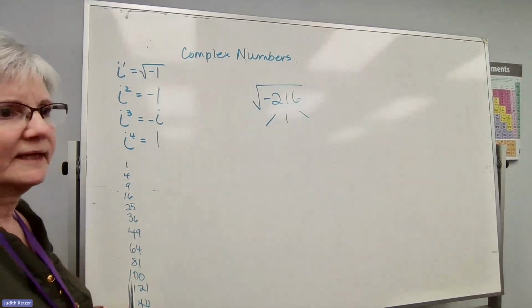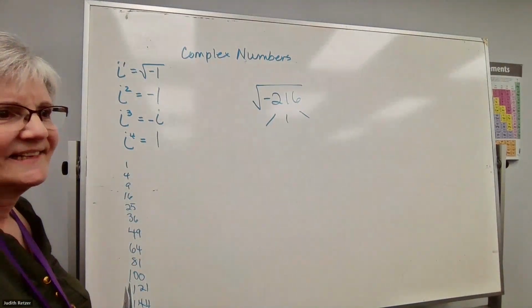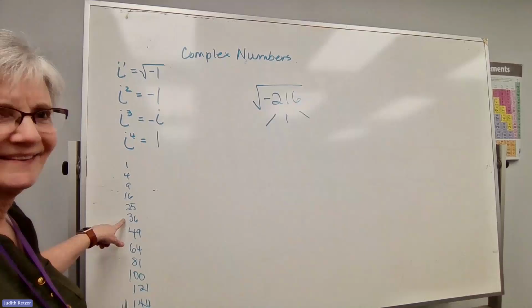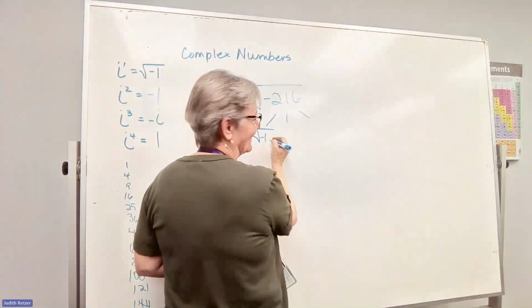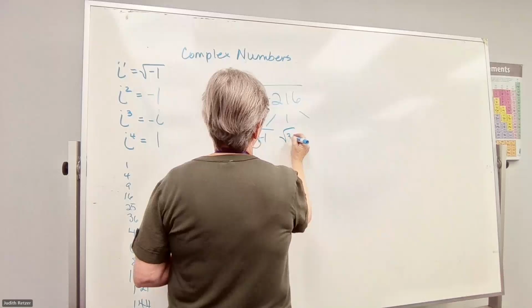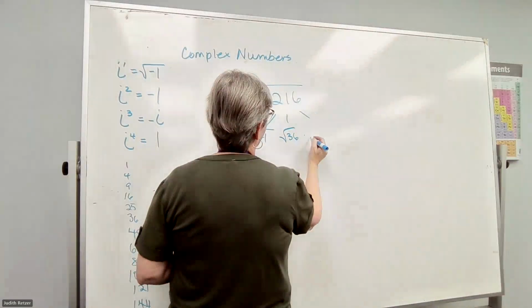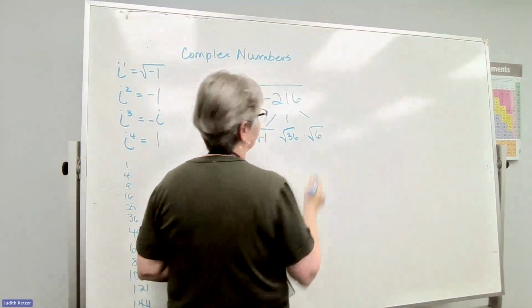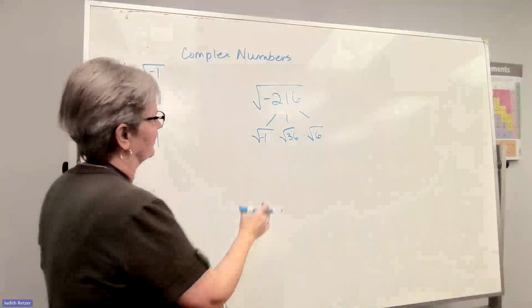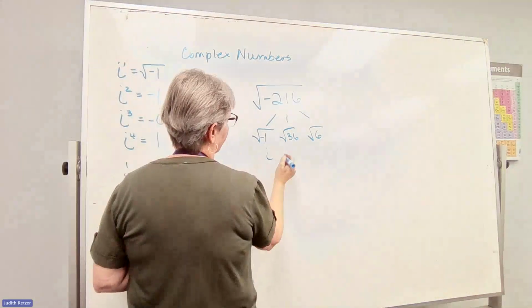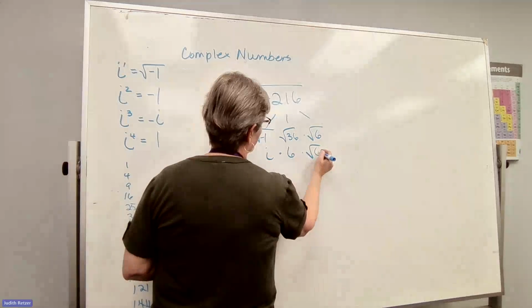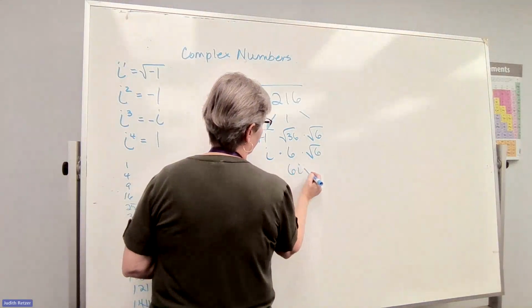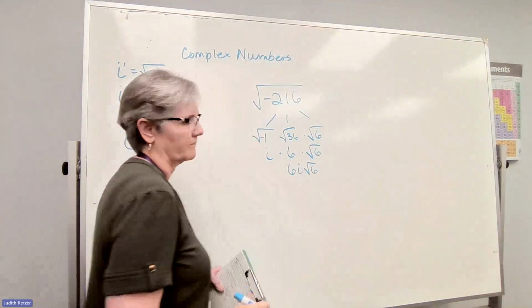So did we find something yet? 36. Yes. Square, is that what you're going to say, Ally? Times the square root of, it'll be 6. Okay, so we have i times 6 times the square root of 6, so 6i square root of 6.